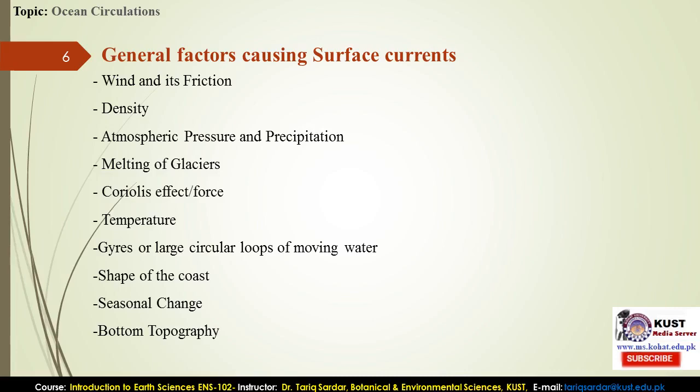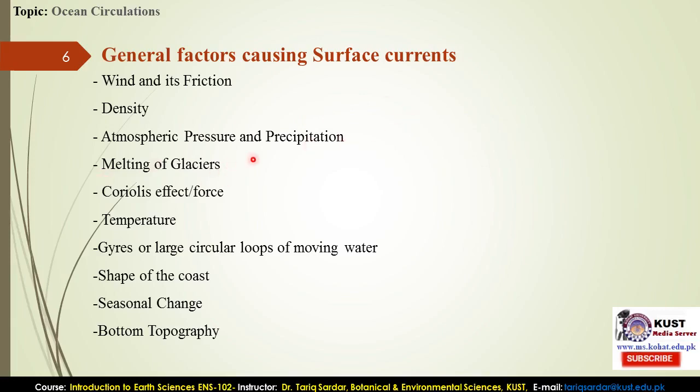Also, as I mentioned before, the density of water has a role. If the water is dense due to salinity or other factors, it will obviously be deeper, making deeper currents. If the water is less dense, it will move faster, be warm, and form shallow currents. Atmospheric pressure, due to temperature, and also precipitation play a role, because precipitation along with the winds, pressure, and temperature gradient will make the currents at the surface of the oceans.